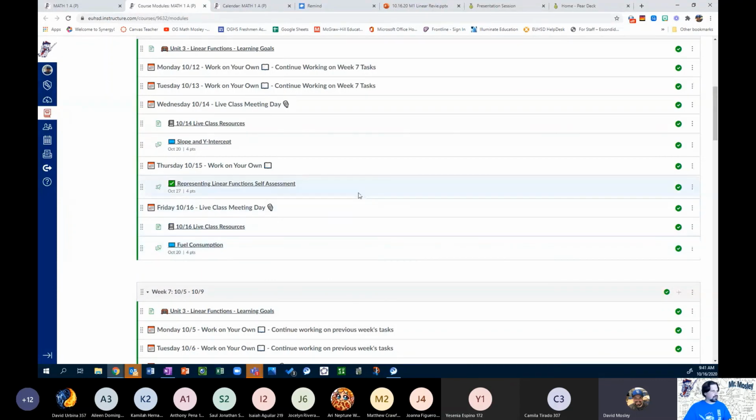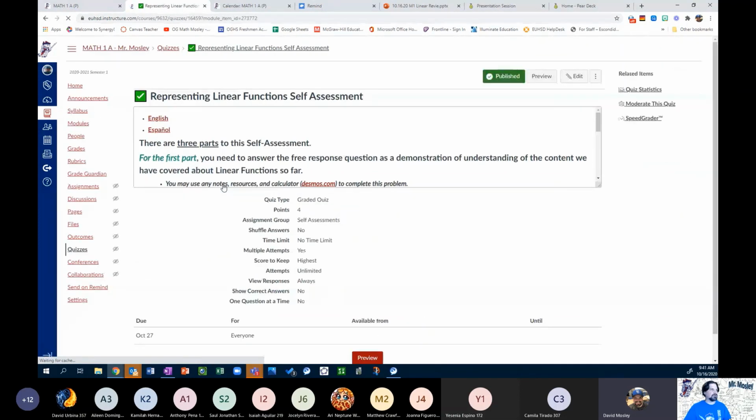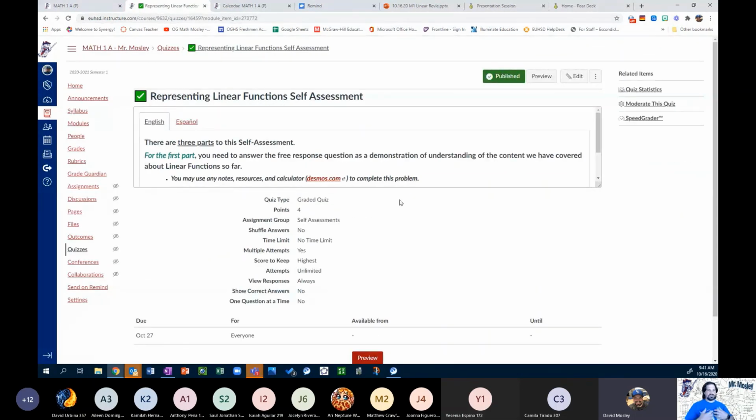Right. And we're looking at our representing linear functions self-assessment. It is listed under Thursday. This is our first self-assessment. There will be more. This is done in the form of a quiz, because that's the easiest way for me to keep track of you guys doing it. And it's easy for you guys to find.